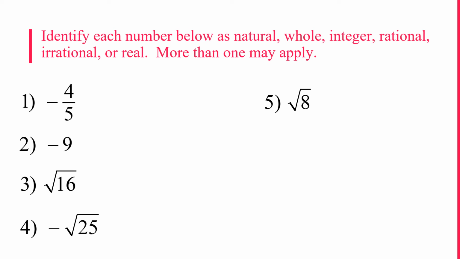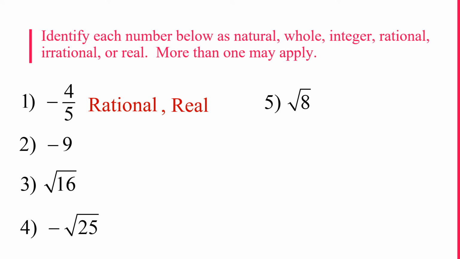So let's start off with negative 4/5. It's definitely real. Every number on here is real. So you would write real, real, real, real. Then I would say that it's rational. I could remember 4/5. Then I'd decide, is it an integer? Is it on my number line? Nope. So guess what? We're only going to write down rational and real.